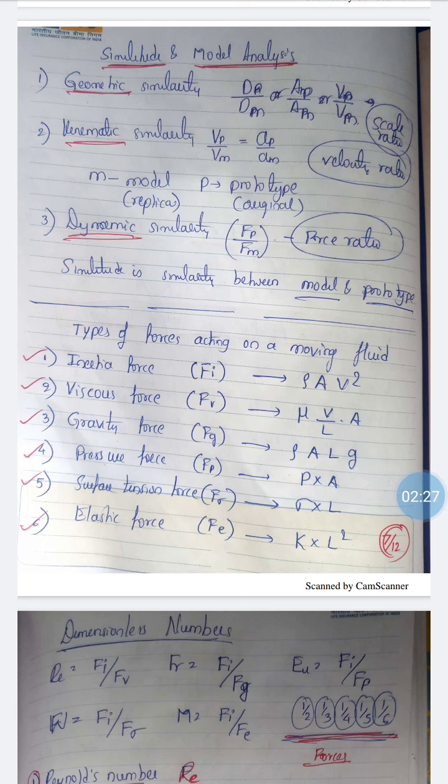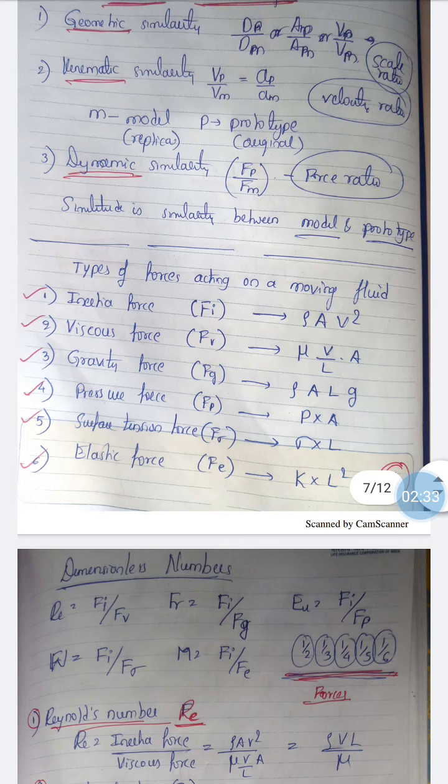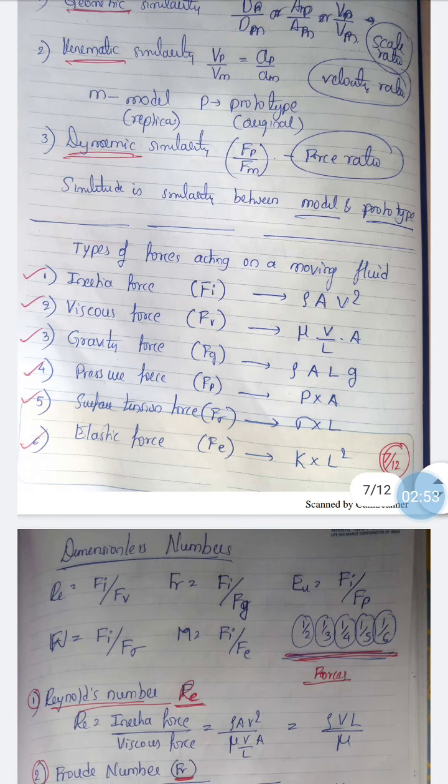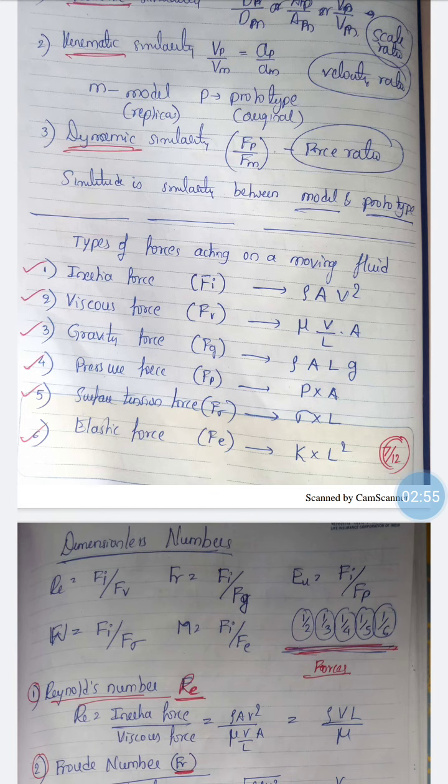So, the forces that are considered in the analysis are: inertia force Fi, which is rho into A into V square; viscous force Fv, which is mu into V by L into A. All the equations written on the right hand side are the final values. Except 3, 4, 5 and 6, the first two have some steps in between. How it is finally rho A V square, kindly go through the text, either R.K. Bansal or K.L. Kumar. Next, gravity force is Fg, rho into A into L into G.